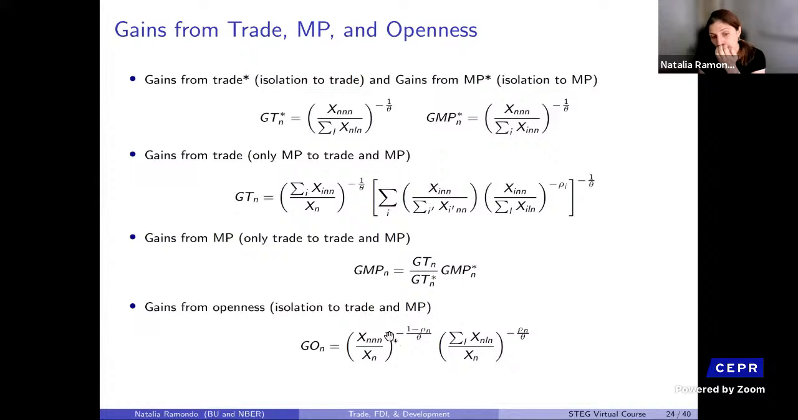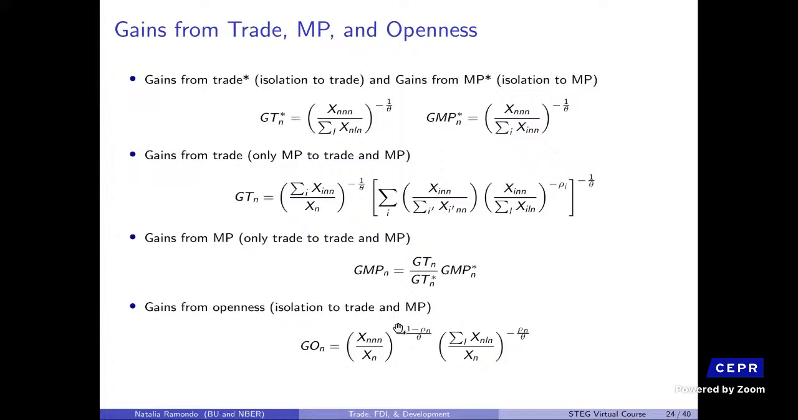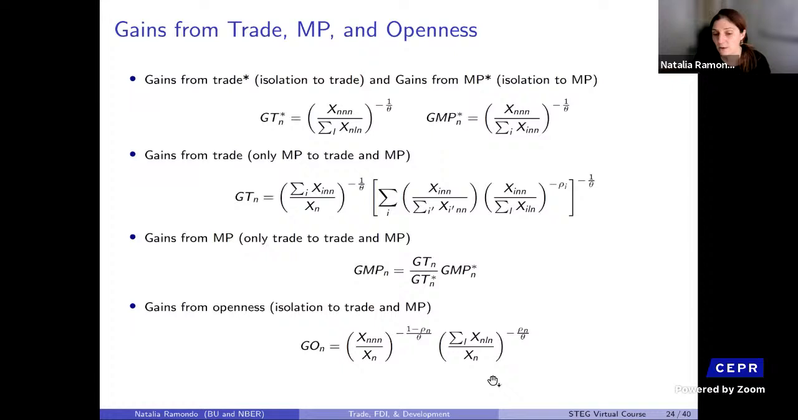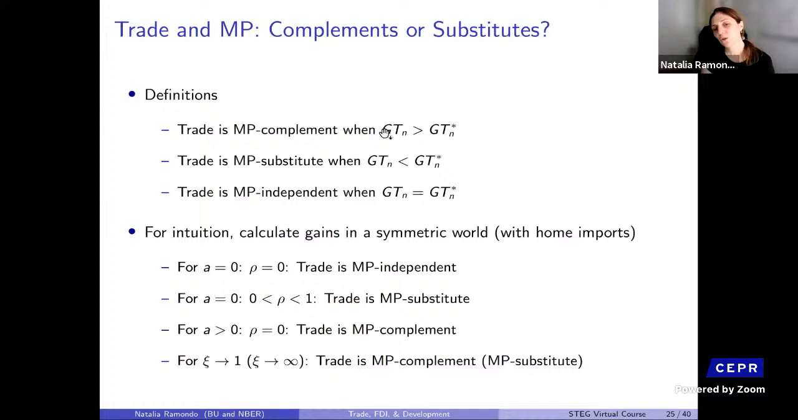These gains are always positive, basically. And you can take the special cases where the rhos are zero, and we revert to a case with only an ACR type formula, this independence case. Here we are contemplating the fact that MP allows us to trade stuff around. But in this paper, we wanted to ask what the relationship between these gains is. Well, if the gains from trade are bigger than the gains from trade star, the ones from isolation to trade, it means that you gain more when you open up to MP. We call that MP complements. If they were less, we call it MP substitutes. And independent if they were the same.